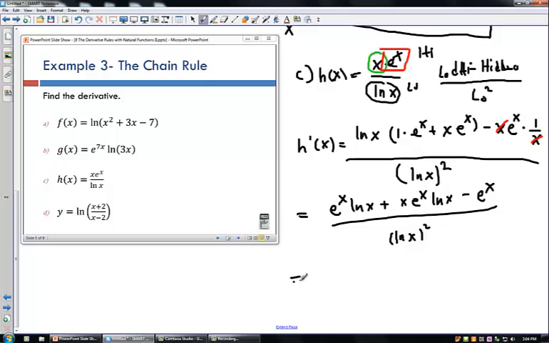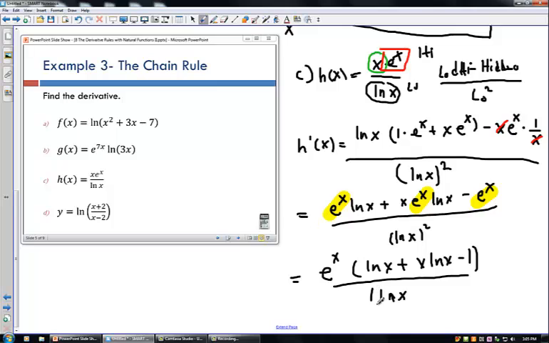If you want, I can factor out what they have in common. And what do they have in common? Well, if you look here, this has an e to the x, this has an e to the x, and this has an e to the x. So I should be able to factor out an e to the x. And if I do that, I just copy down what's not written in yellow, minus 1, all divided by ln of x, quantity squared. And that's my answer.